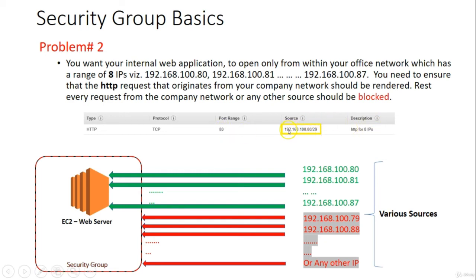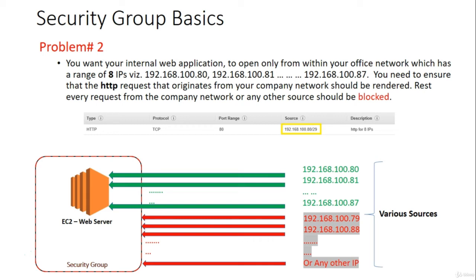And something which you should pay attention to is source. So in source, you should go ahead with /29. After 80, you put a /29. It means it will allow these 8 IPs over here. As we have already seen, 29 means it will be an IP range of 8 starting from 80 to 87. So this is the takeaway from this slide.